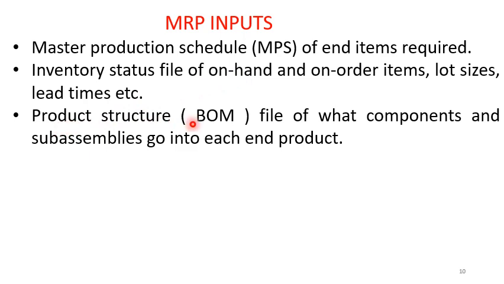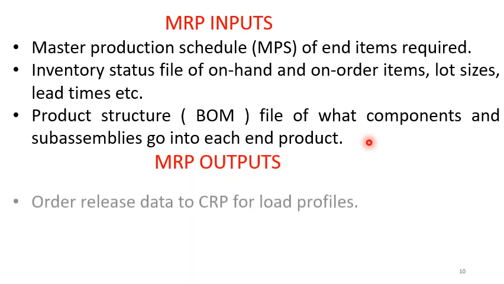The product structure or the bill of materials file of what components and sub-assemblies go into each end product. So these are major inputs to the MRP system. Now let us see what the MRP outputs are.